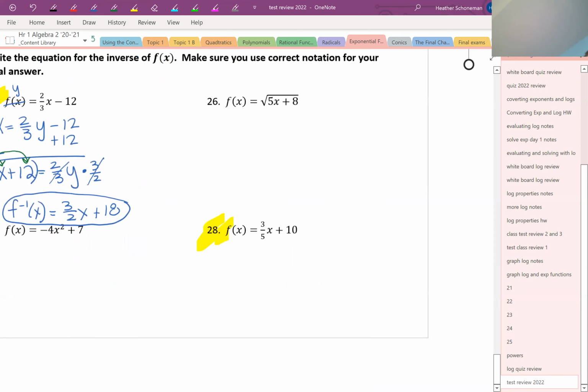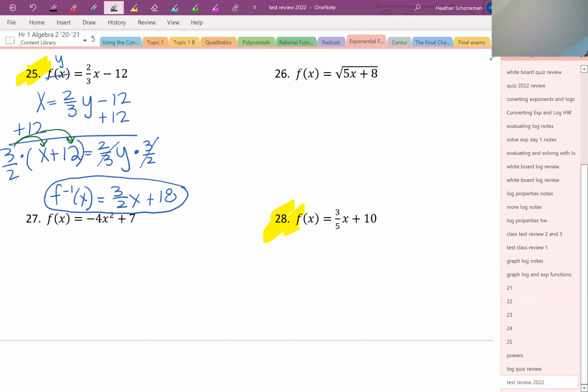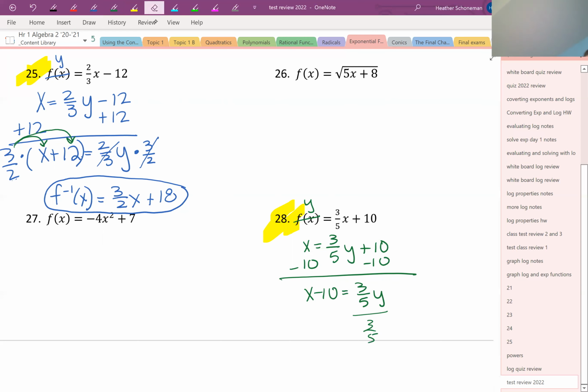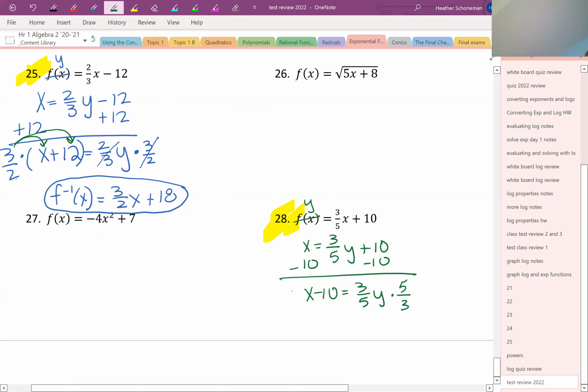Okay. Let's try this one over here. So first, I'm going to switch the x and the y. So I get x equals 3/5 y plus 10. So now to solve, I'm going to subtract 10 from both sides. So I get x minus 10 equals 3/5 y. Right now, the 3/5 is multiplied by the y. We cannot divide by a fraction. We can't do that. So instead, we multiply by the reciprocal, which is 5/3.